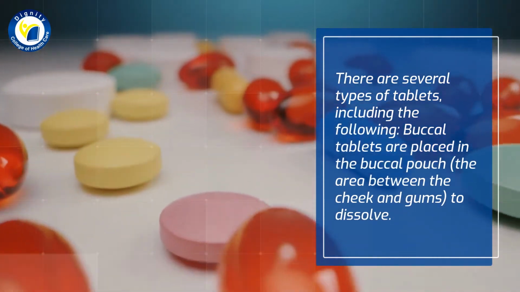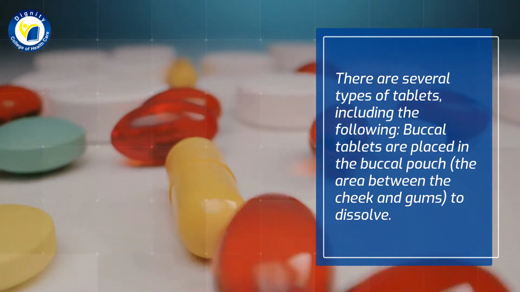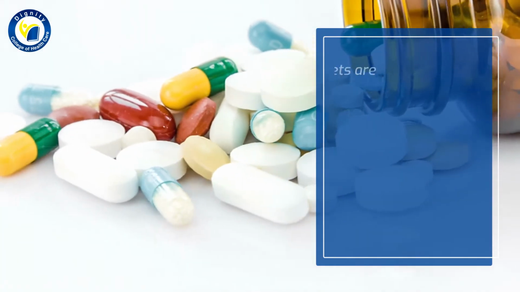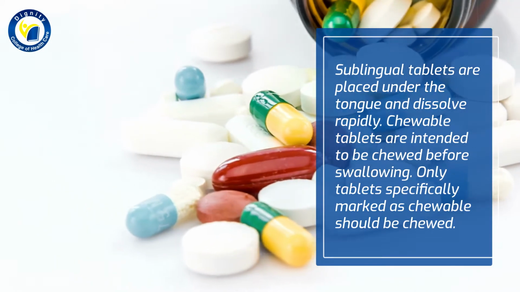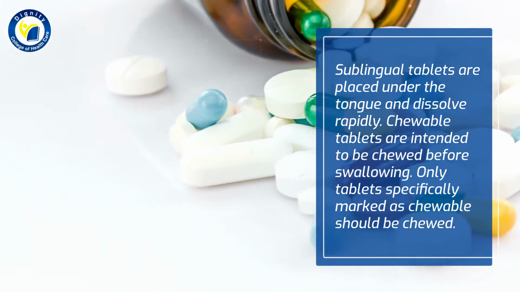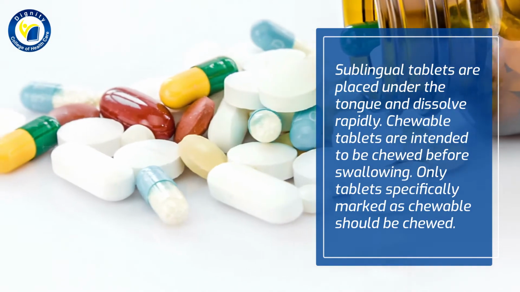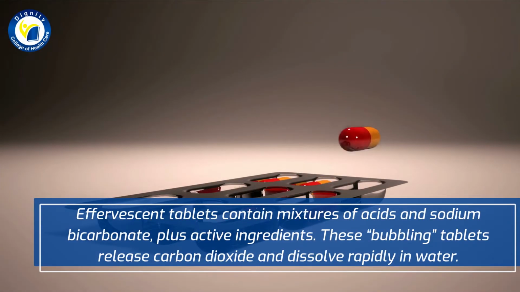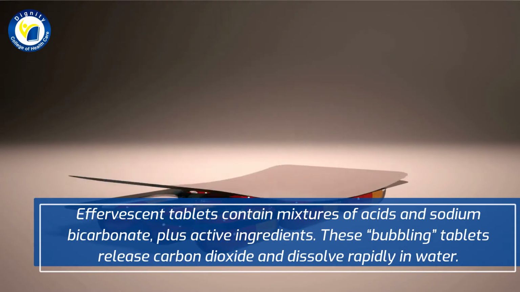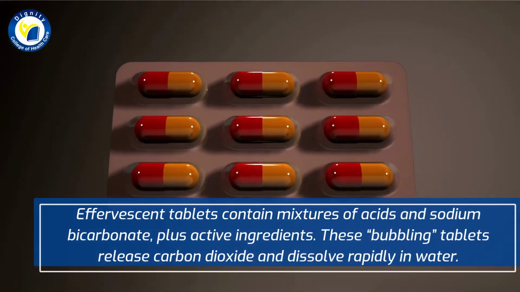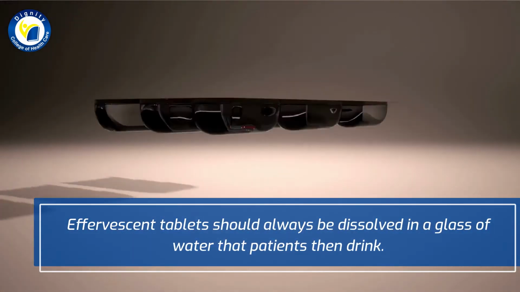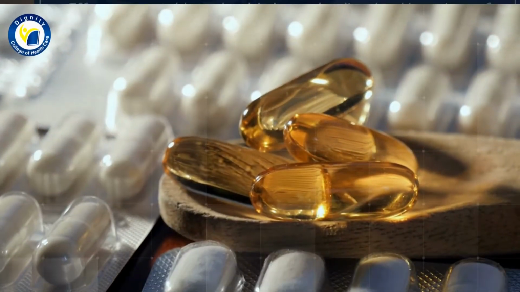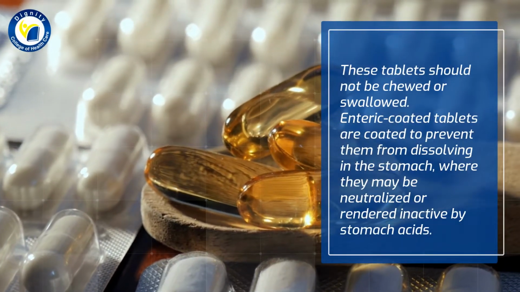Buccal tablets are placed in the buccal pouch, the area between the cheek and gums, to dissolve. Sublingual tablets are placed under the tongue and dissolve rapidly. Chewable tablets are intended to be chewed before swallowing. Only tablets specifically marked as chewable should be chewed. Effervescent tablets contain mixtures of acids and sodium bicarbonate, plus active ingredients. These bubbling tablets release carbon dioxide and dissolve rapidly in water. Effervescent tablets should always be dissolved in a glass of water that patients then drink. These tablets should not be chewed or swallowed.